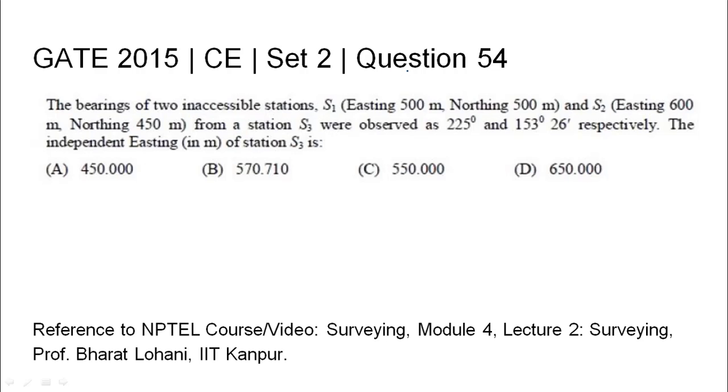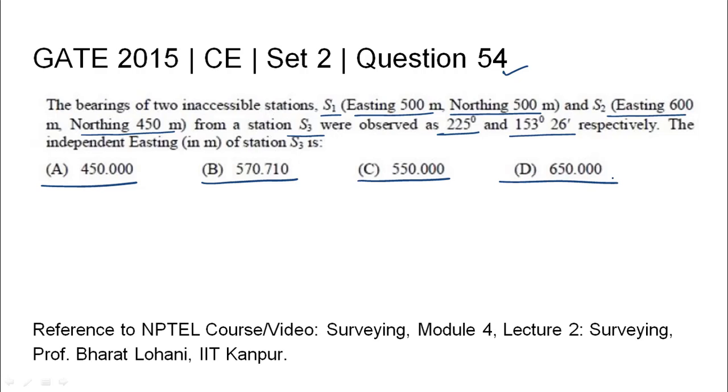GATE 2015 Civil Engineering Set 2 Question 54. The bearings of two inaccessible stations S1 with an easting of 500 meter and northing of 500 meter, and S2 with an easting of 600 meter and northing of 450 meter, from a station S3 were observed as 225 degrees and 153 degree 26 minute respectively. The independent easting in meter of station S3 is. The given options are A 450, B 570.7, C 550 and D 650.